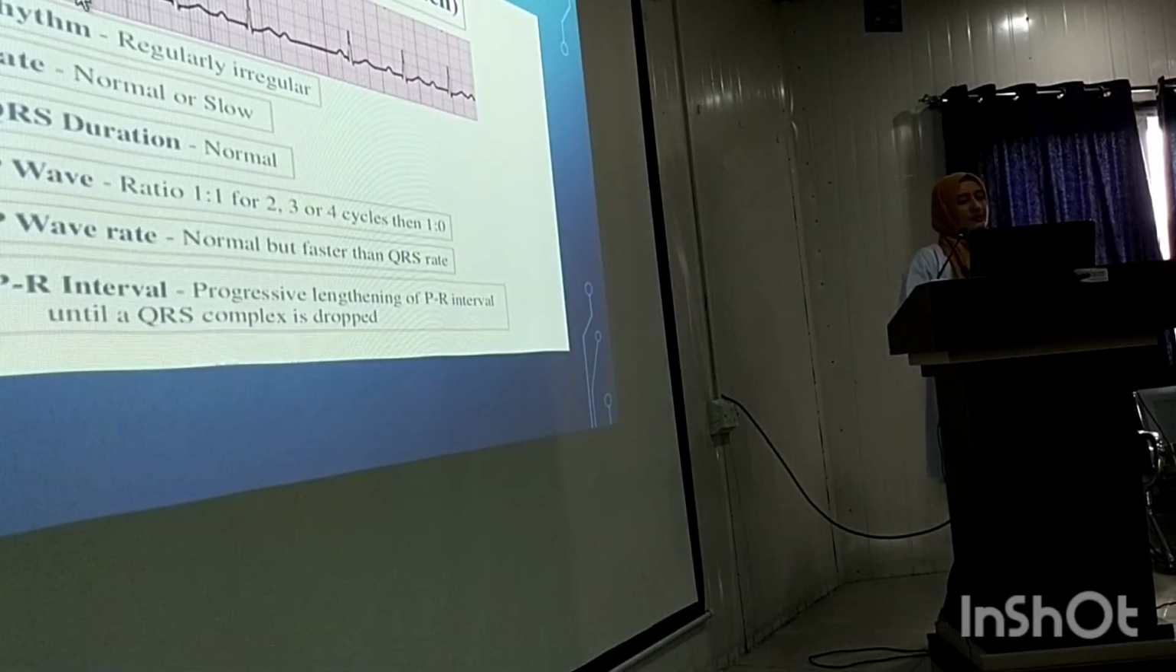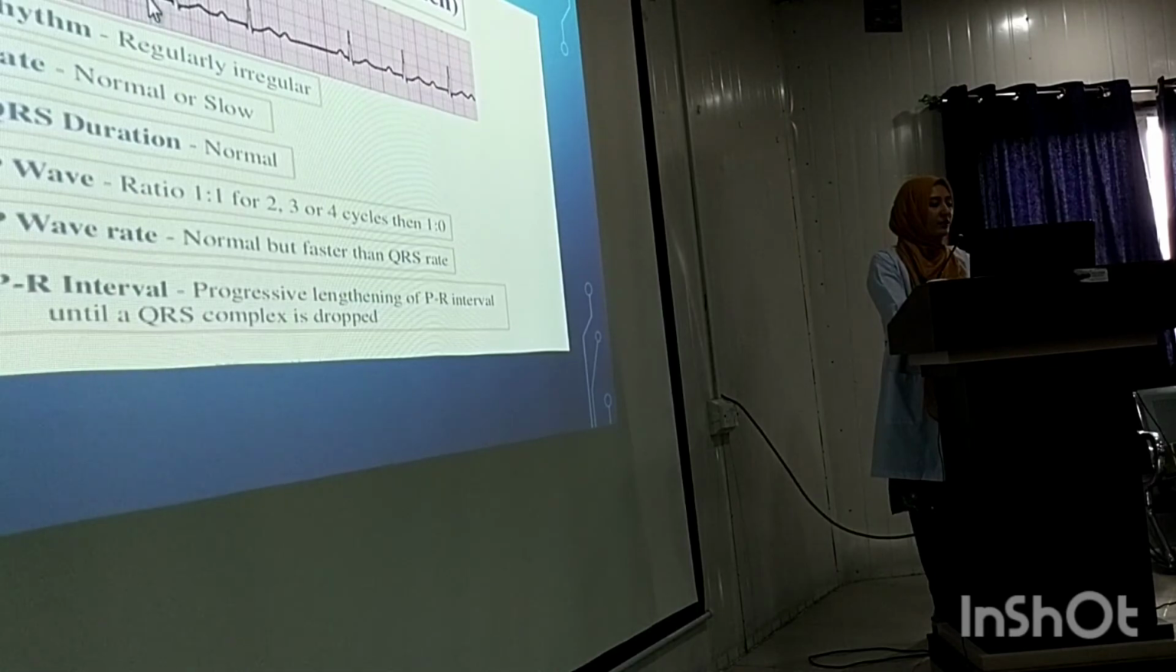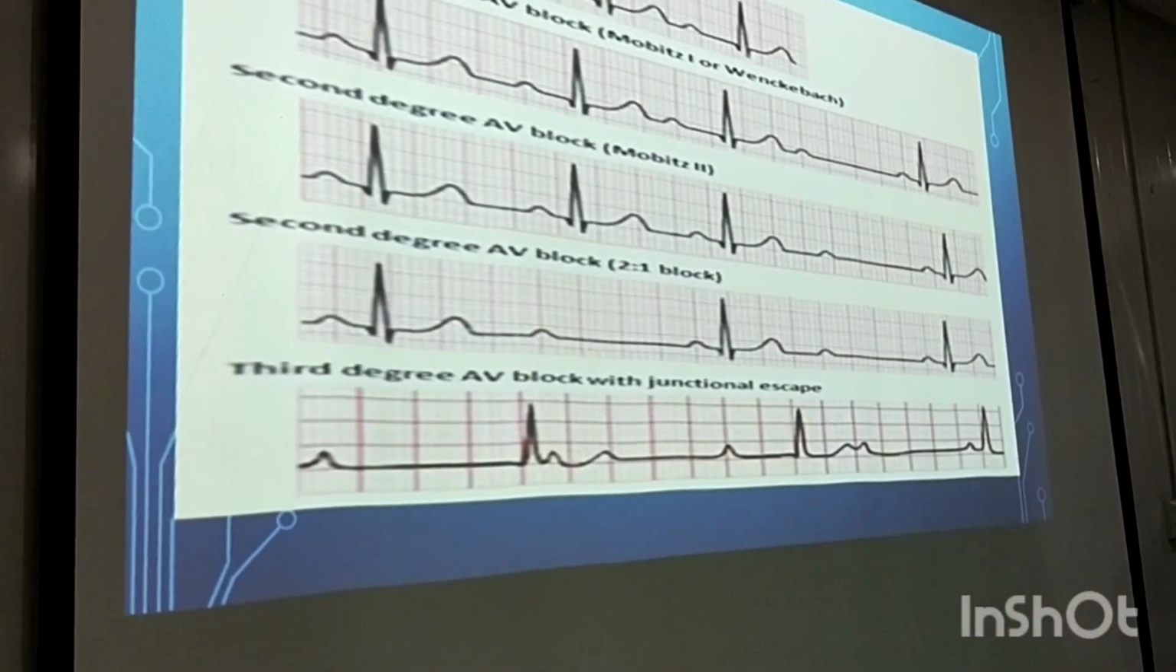Look at this one. It's a perfect sinus rhythm. A P wave is followed by a QRS complex. Now just focus on the interval between P and R wave. Now the interval has increased. This P wave and this QRS. Again the interval has increased, a first degree AV block.